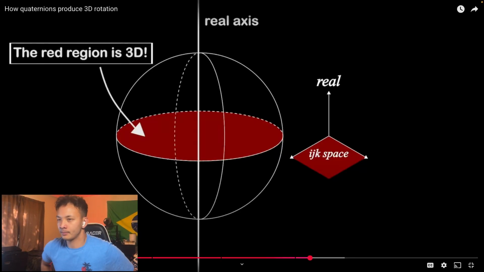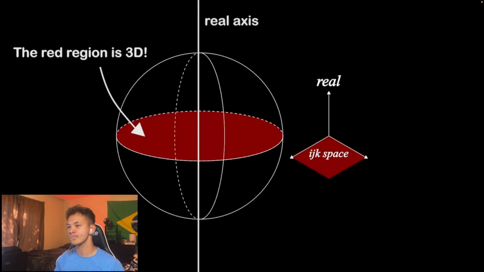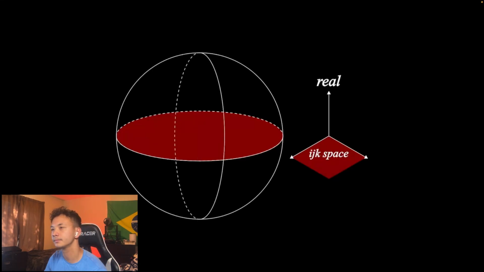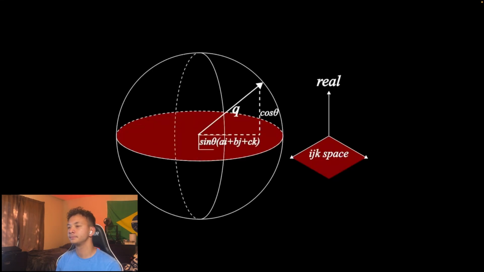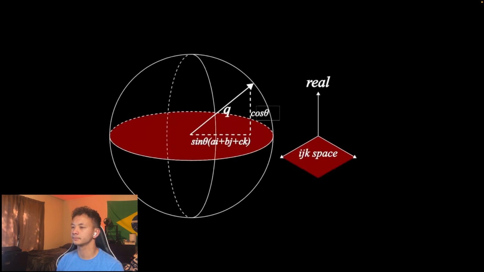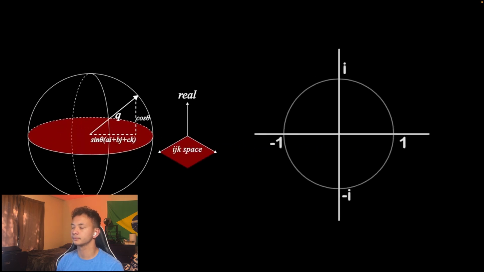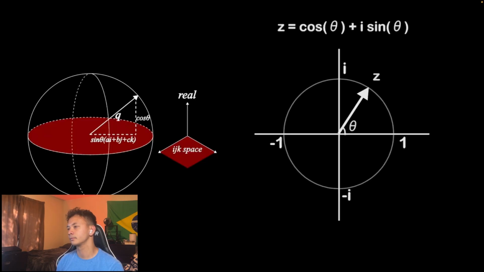Actually 3D, and the flat appearance is just an artifact of the schematic. So this is a unit quaternion with a vector part and a real part. Let's think back to complex numbers for a moment. To specify a complex number z on the unit circle that makes some angle theta with the horizontal, you can write z equals cosine theta plus i sine theta. Increasing theta will rotate a point around the circle passing through 1 and i.